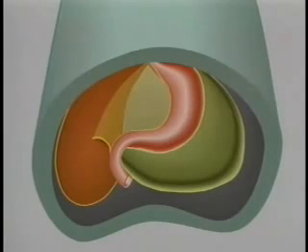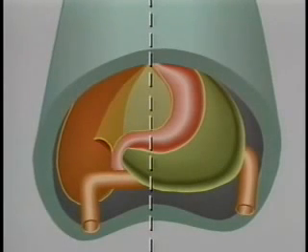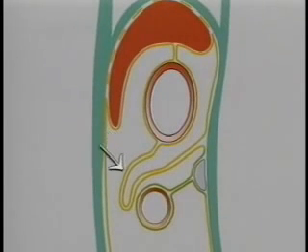To see how the greater omentum develops, we'll first add the transverse colon to the picture. The dorsal mesogastrium hangs down in front of the transverse colon. To follow its growth, we'll look at a sagittal section made in this line. Here's the lesser omentum between the liver and the stomach. Here's the greater omentum hanging down in a double fold.